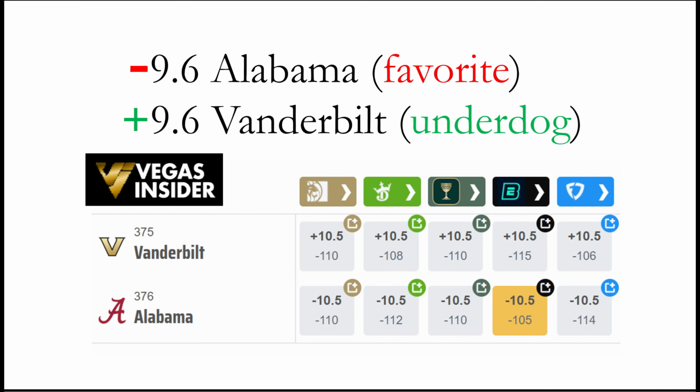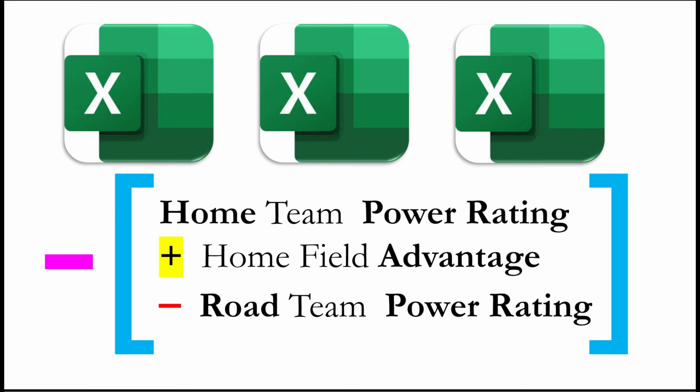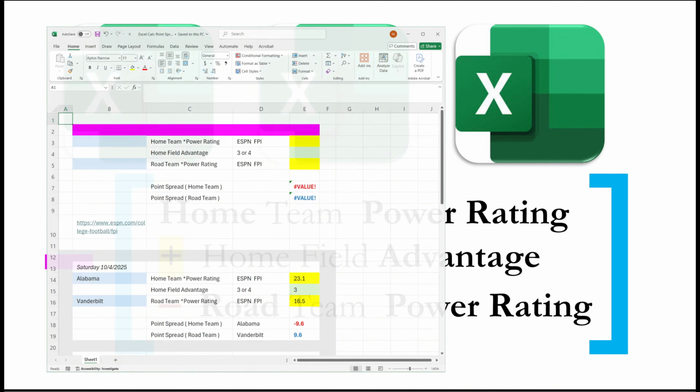That gives us the same exact number as Vegas. So based on the ESPN power rating, F.P.I, Alabama will be minus 10.6. Essentially the same number as Vegas, minus 10.5. So do not panic. In the description box below this video is an Excel spreadsheet.